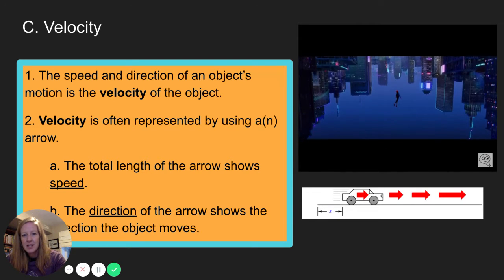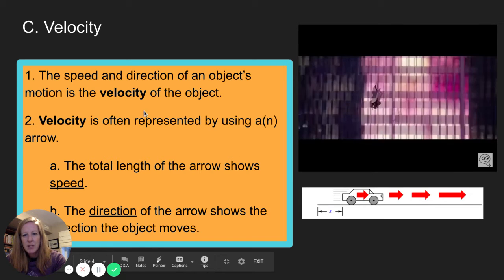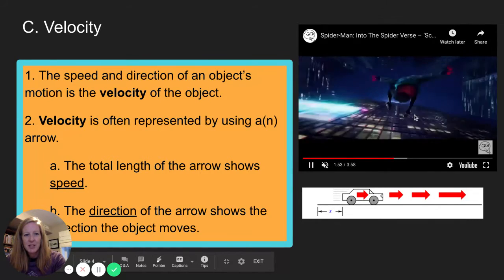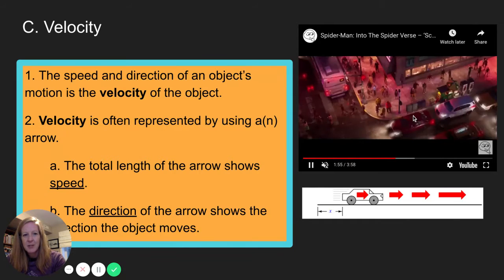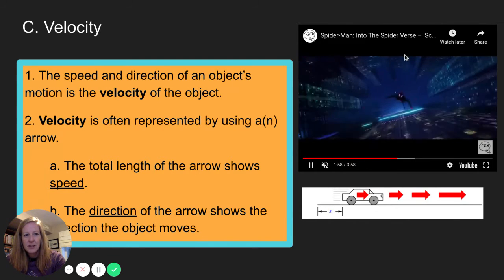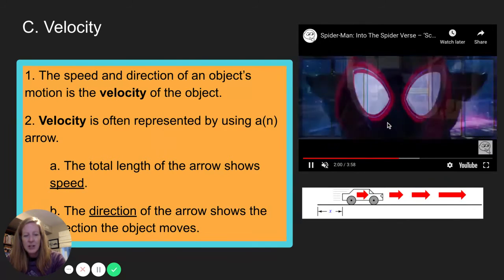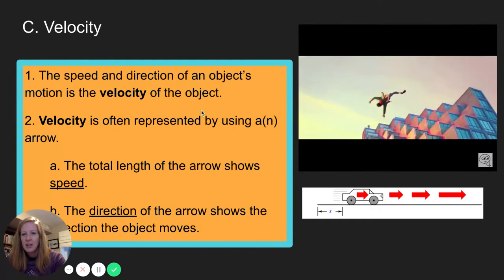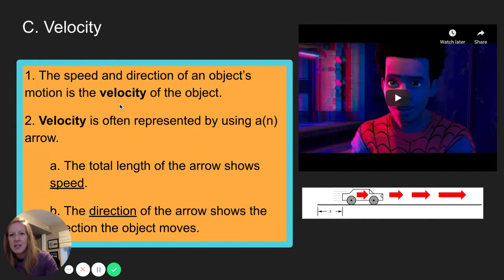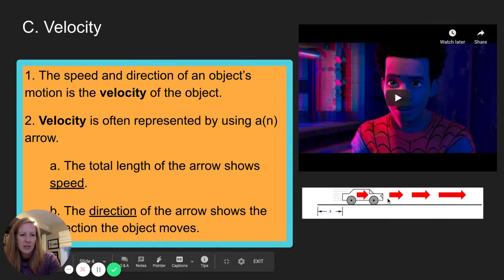When we talk about velocity, it has to do with the speed and the direction. We can see Spider-Man here, falling. The velocity is down, towards the surface of the earth. Since velocity is speed and direction, we use an arrow to represent it. The length of the arrow indicates how fast the object is going, and the direction the arrow points shows the direction the object is moving. So this would be an example.